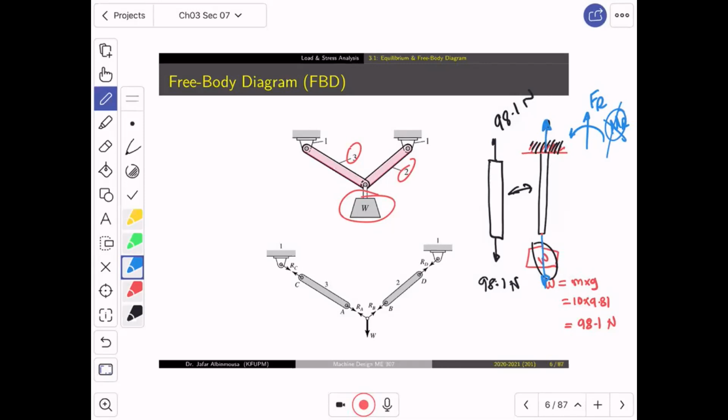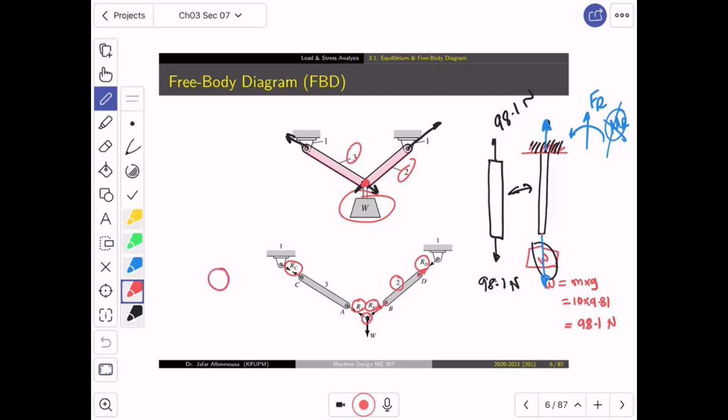Okay, so if you look in here, this is link number 2. We are substituting it by reactions. We call this one RD, and this is reaction RB. This one is RA, this one is RC. These reactions come from here, that's it. Now, this point over here in the middle, this point by itself is this.